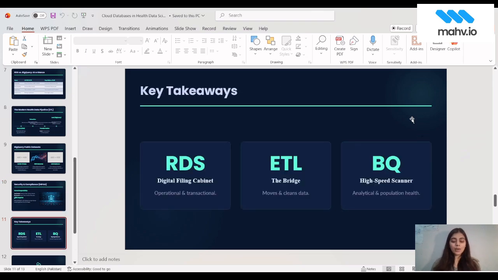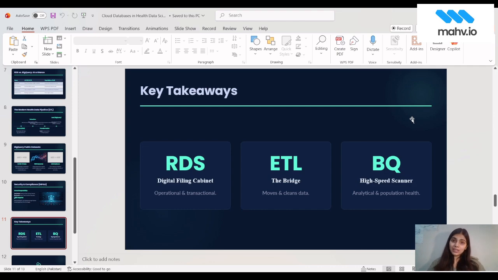Moving on to the key takeaways. In the key takeaways, we have RDS, ETL, and BigQuery. Healthcare needs two systems: RDS for real-time patient care, and BigQuery for large-scale analysis, and ETL connects both of them safely. So security is everyone's responsibility, and it goes on like that.